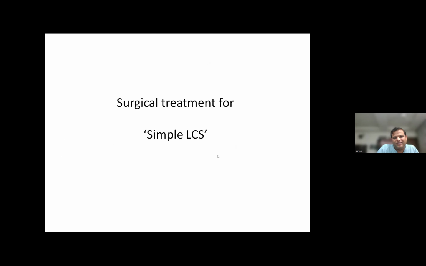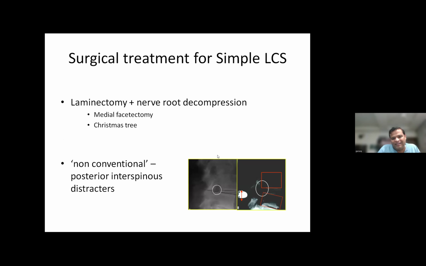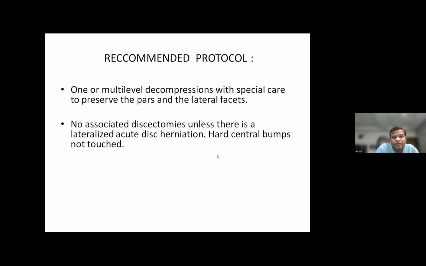What surgery? Surgical treatment for this is simple. For LCS, what you do is medial laminectomy plus nerve root decompression. For nerve root decompression, what you need to do is a medial facetectomy, because that is where most of the stenosis exists. That is where most of the symptoms are due to lateral recess canal stenosis. So you have to see this Christmas tree appearance when you do a decompression.